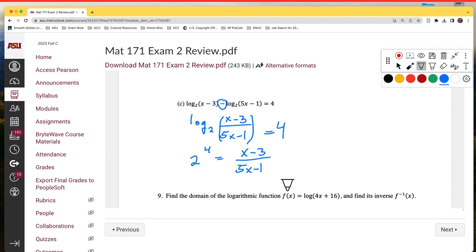So notice the logarithm is completely gone. Now we're going back and doing, I think we did these earlier with rational functions, right? 2 to the 4th is 16. 2 times 2 is 4, 8, 16. Okay, so we'll do that. That's going to be 16. And at the same time, let's multiply by 5x minus 1.